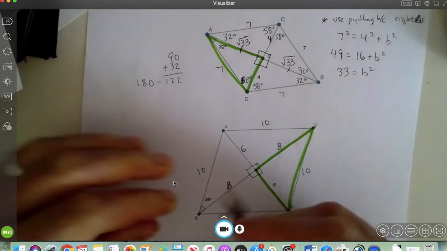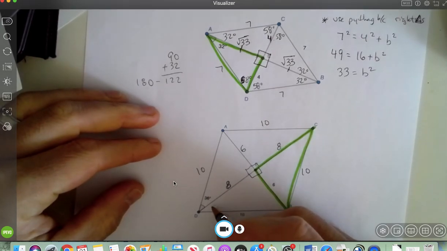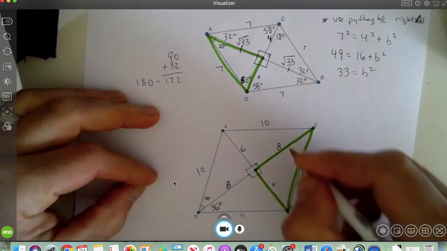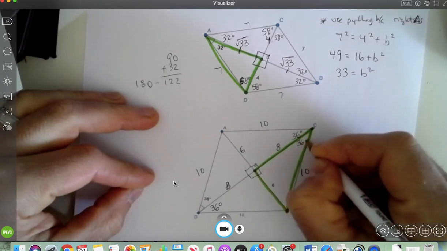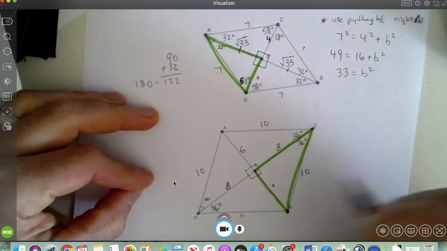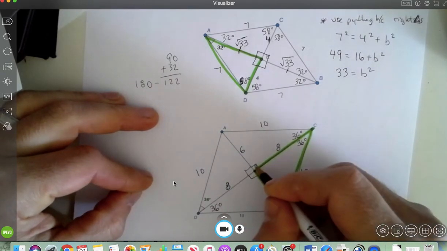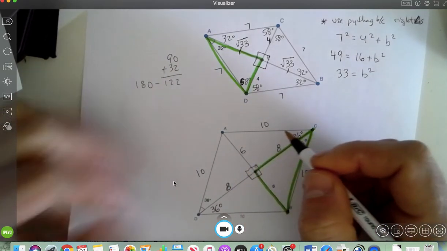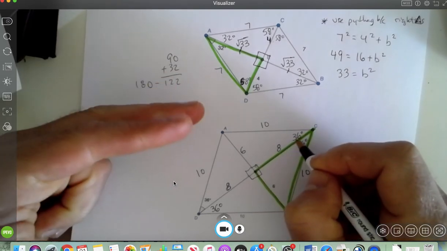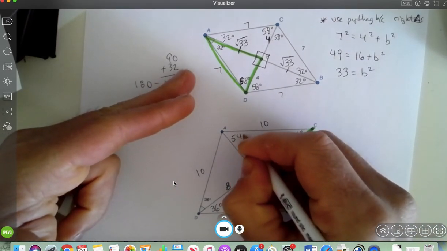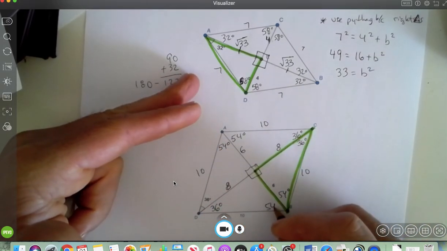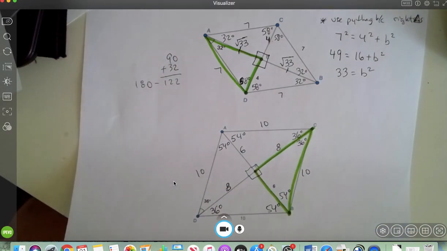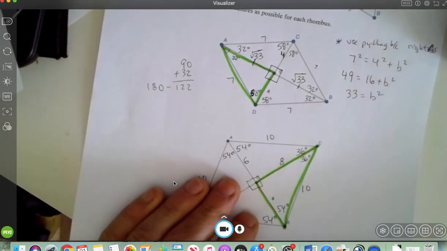For the angles, I remember that diagonals bisect the angles, so this is going to be 36 here. Opposite angles are congruent, so that's 36. I have a right triangle right here. I know that the angles sum to 180, so I could do 180 minus 90 minus 36 and get 54 degrees. So I have my rhombus completely solved, and that's how we do rhombuses.